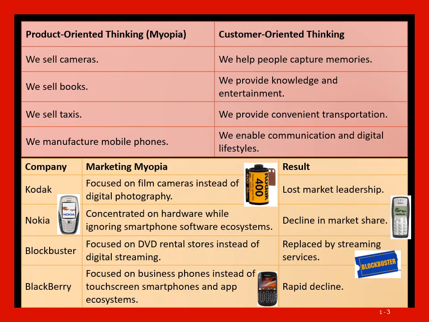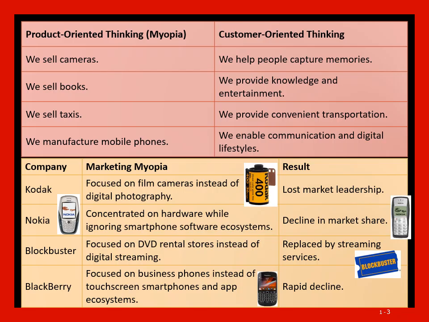to customer oriented thinking. On the bottom of the screen you can see there are four examples, or so-called four brands. We'll discuss them briefly also: Kodak, Nokia, Blockbuster, BlackBerry. From a marketing point of view, what happened with them over a period of time because of this shortsightedness, or so-called marketing myopia.